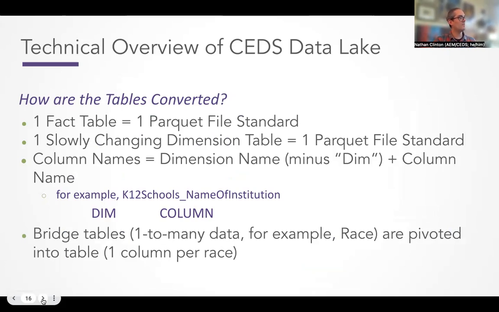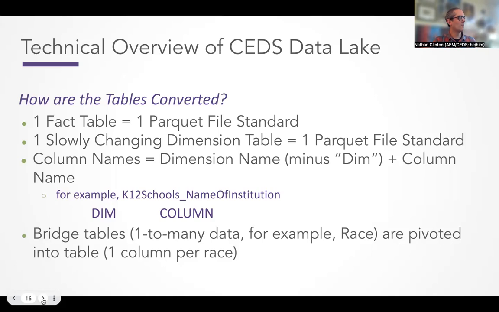Within each of these files, particularly the fact tables, we wanted to bring in all the dimensional data. But when you look at the data within those dimensions, a lot of the elements are duplicated. So we needed a way to deduplicate and uniquely identify those columns. And to do that, we brought in the name of the dimension table minus the prefix of dim, D-I-M for dimension, underscore, and then the CDS element name. So for example, K-12 schools underscore name of institution is where you would find the name of the school.